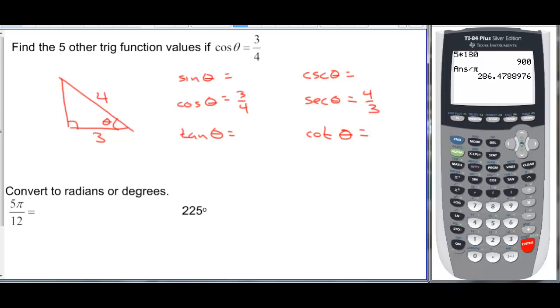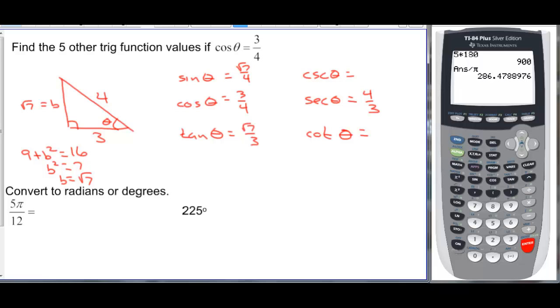But what about this third side over here? What if we called that b? We'd have 9 plus b squared equals 16. B squared equals 7. B equals the square root of 7. Well, now we can get all the others. Sine is opposite over hypotenuse. That's square root of 7 over 4. Tangent's opposite over adjacent. That's square root of 7 over 3.